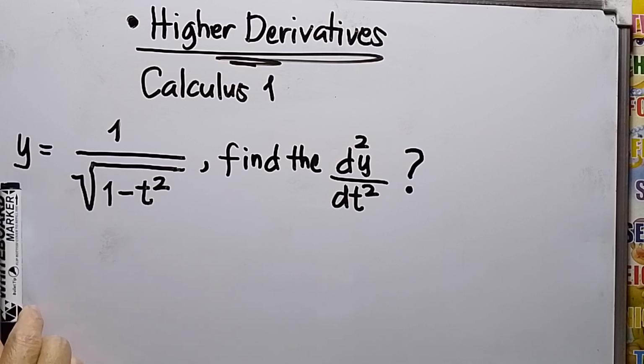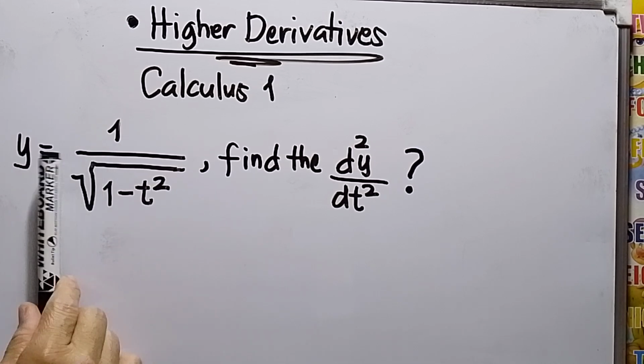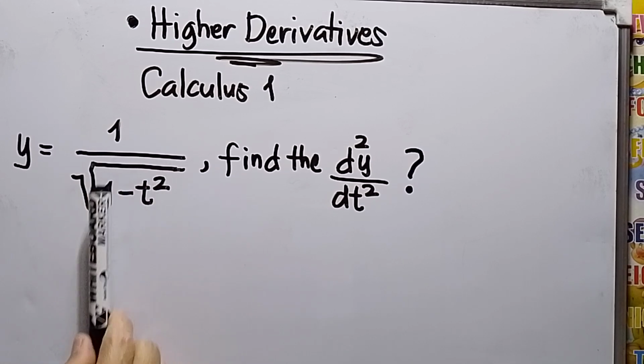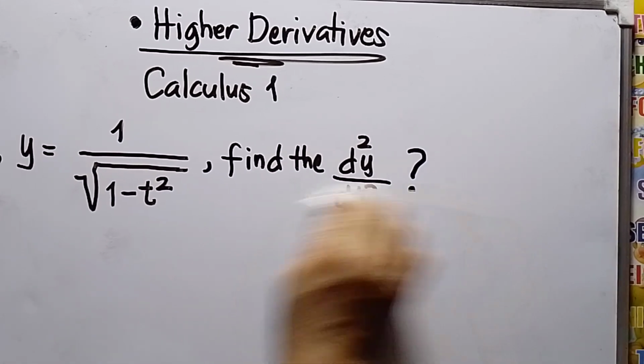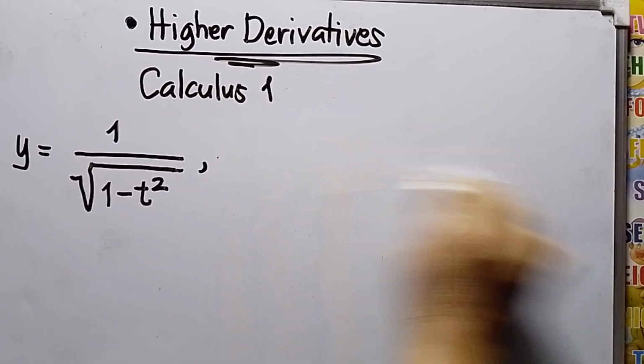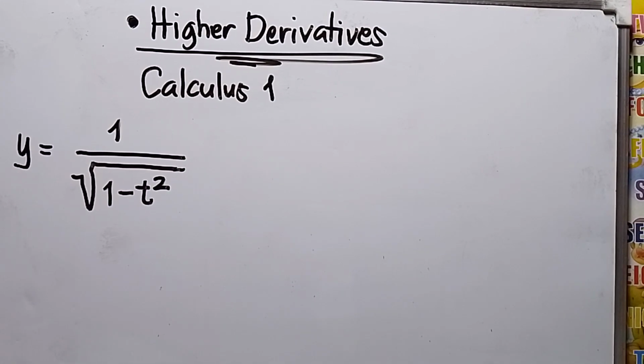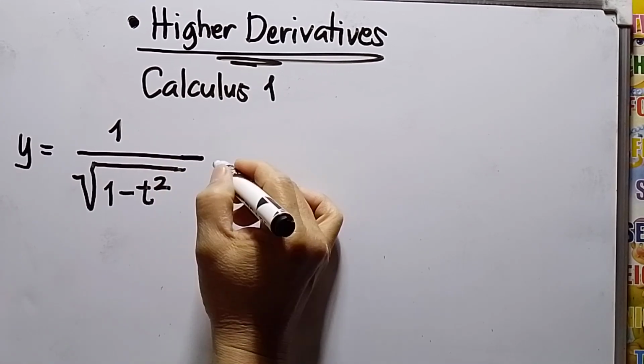So I have here y is equal to 1 over square root of 1 minus t squared. Find the second derivative of this function. So this function is applied in the chain rule. Okay, so chain rule.